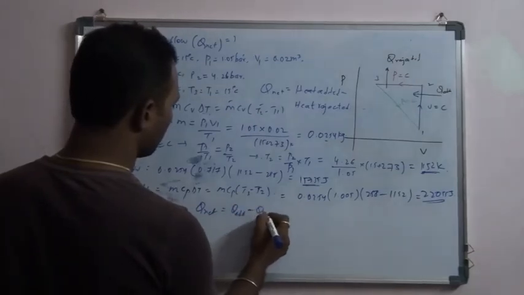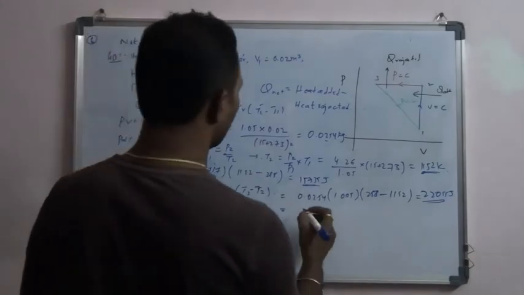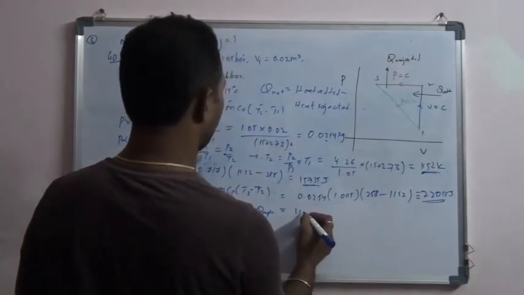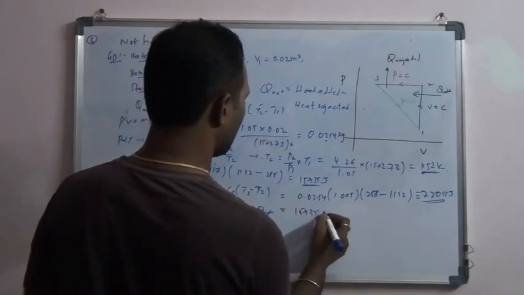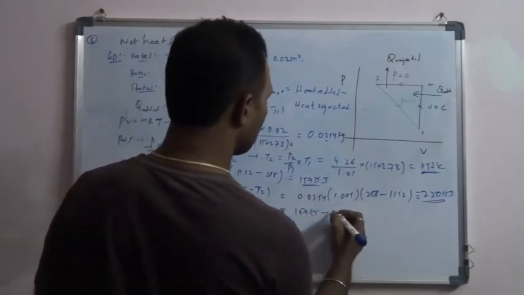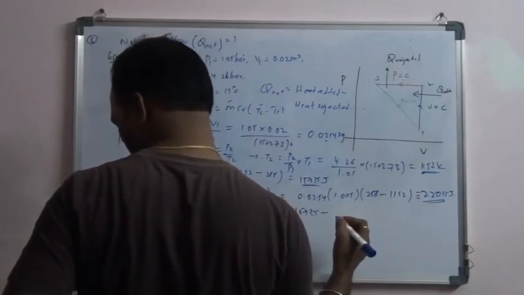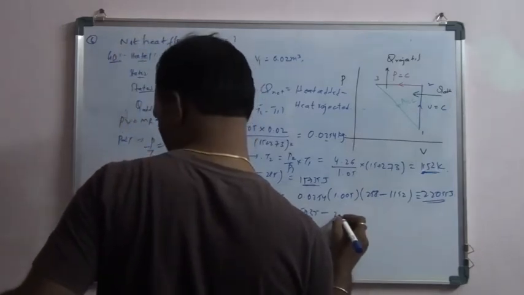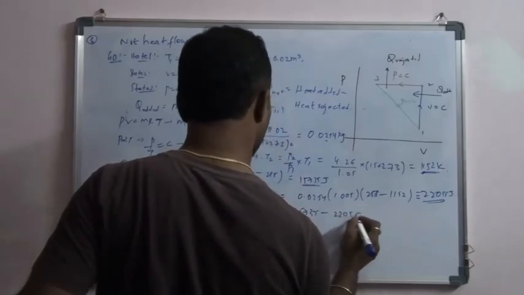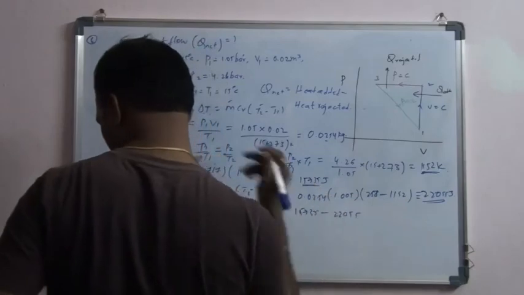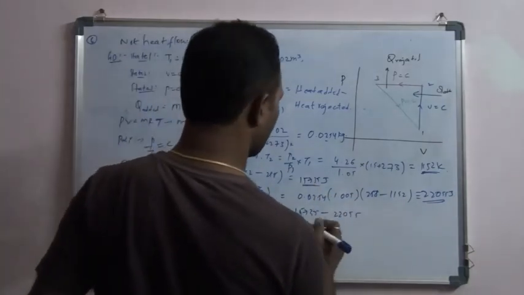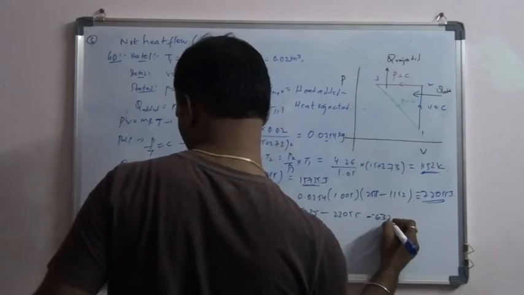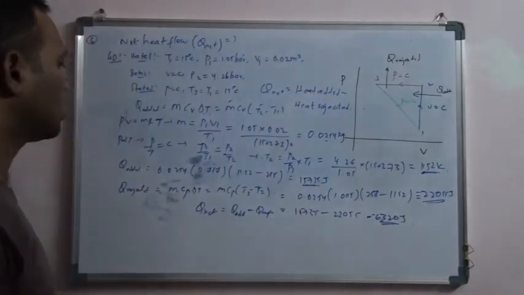Now Q net is heat added minus heat rejected. What was rejected will be negative, because it is rejecting heat. So 15735 minus of minus 22055 becomes plus, and that gives the value I have got, 6320 joules. So this is the net heat, Q net.